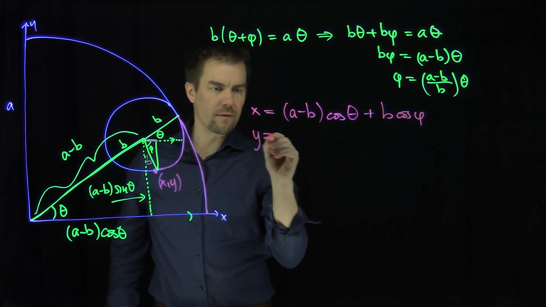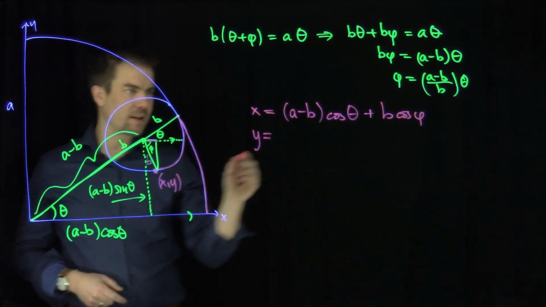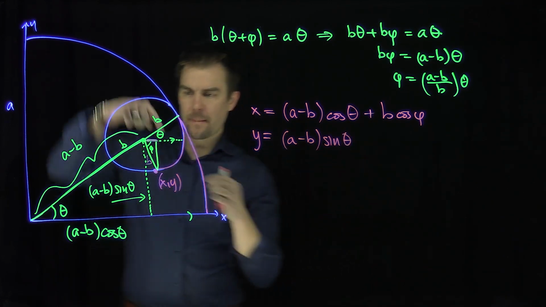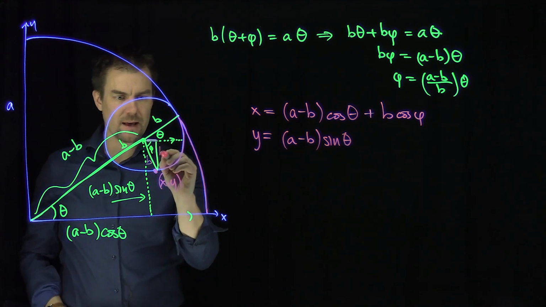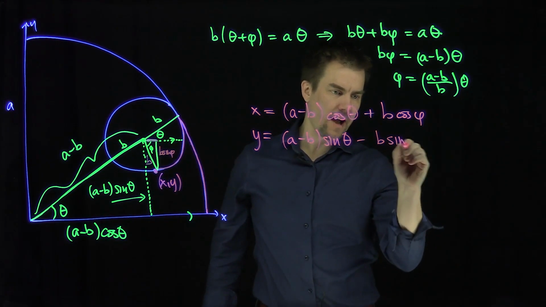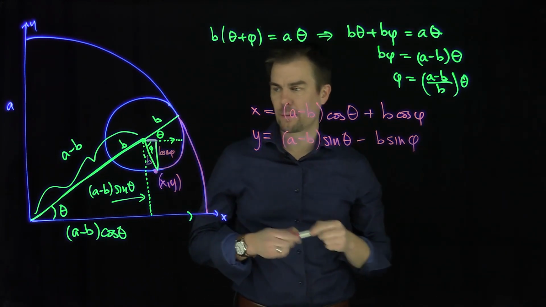And what will the y-coordinate of the hypocycloid be? Well, I would have this (a minus b) sine theta, and then I'm going down. So I'm going down by how much? I'm going down by b times the sine of phi. So that length there is b sine phi. So I'm going to subtract off b sine phi from this. And now I know what phi is, because I've solved for phi using my arc length assumption.